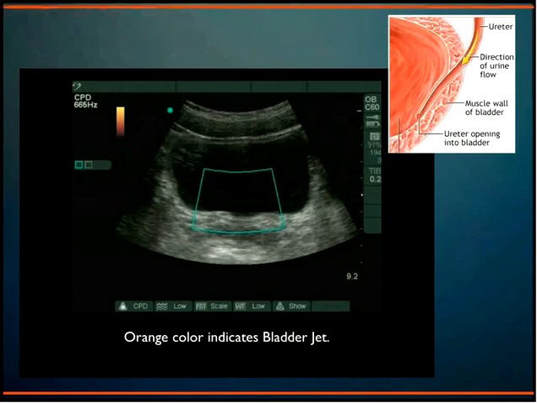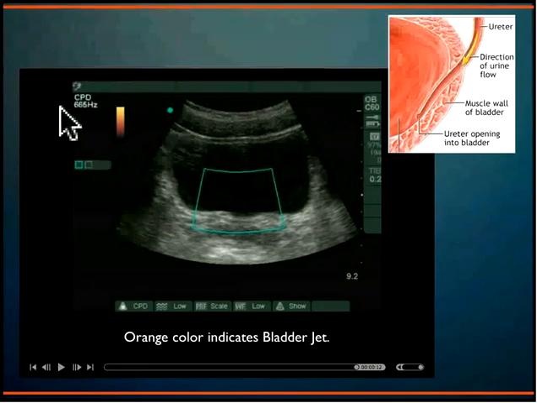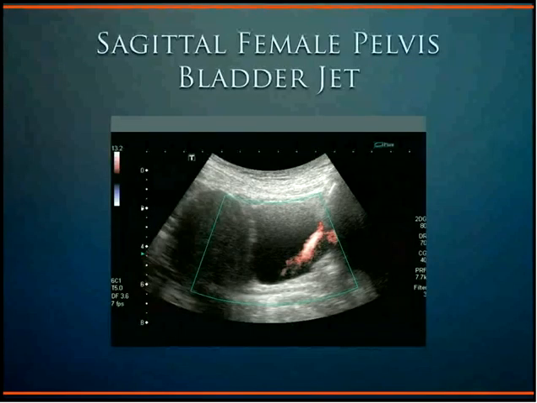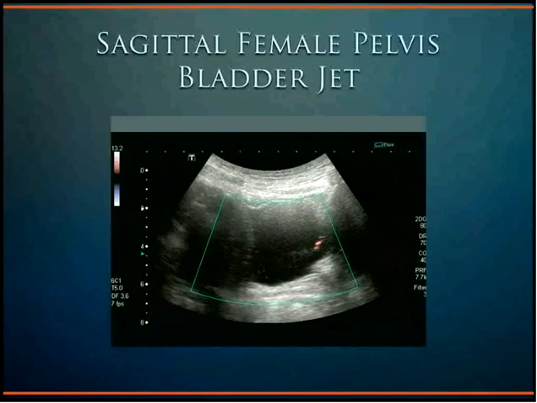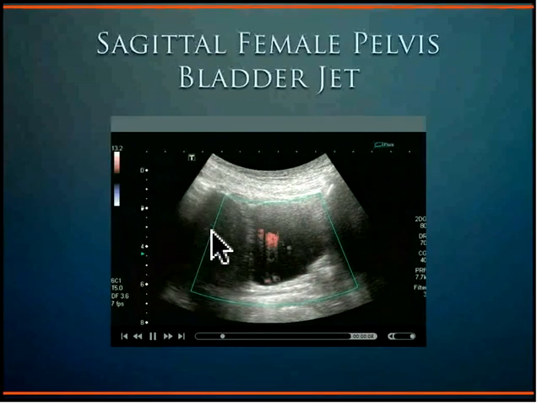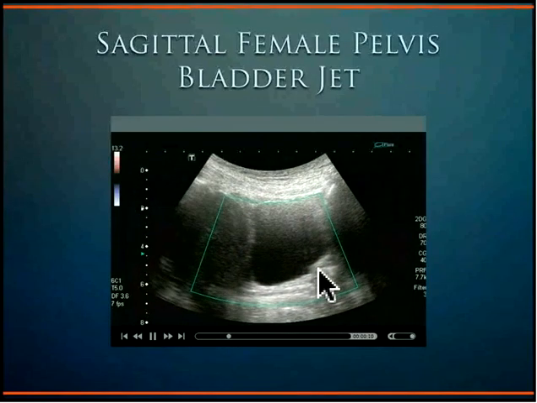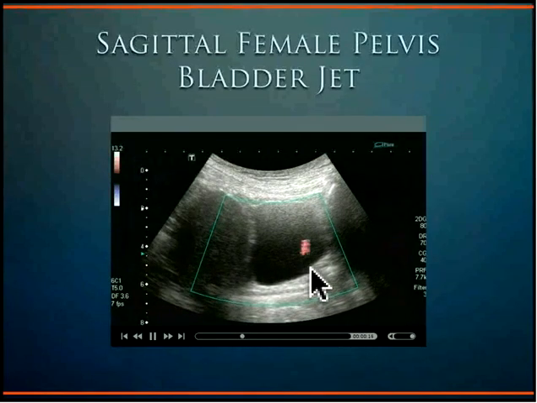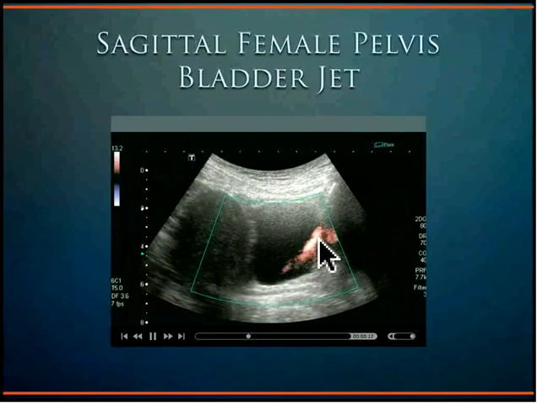This is using power flow Doppler, and note the low pulse repetition frequency in the 600s. This maximizes our sensitivity of the Doppler to pick up the urine jet. In this example, we turn the probe sagittally in the female pelvis. We can see the uterus superior to the bladder, and during a jet, we can see the jet firing on that inferior wall of the bladder.